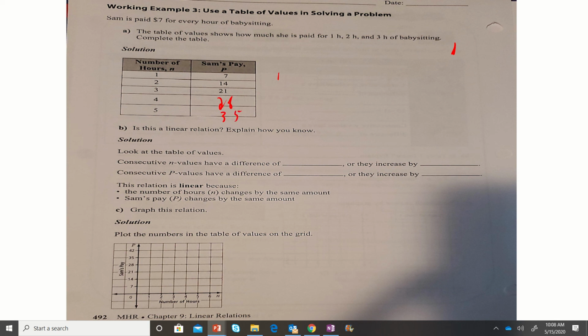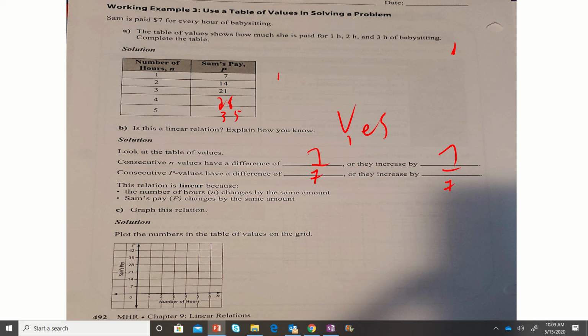So is this a linear relation? Explain how you know. Well, I'm going to say yes right now, and we're going to explain how we know. It says look at the table of values. Consecutive n values have a difference of 1, or they increase by 1. p values have a difference of 7, and they increase by 7. This relation is linear because the number of hours changes by the same amount, and Sam's pay changes by the same amount.